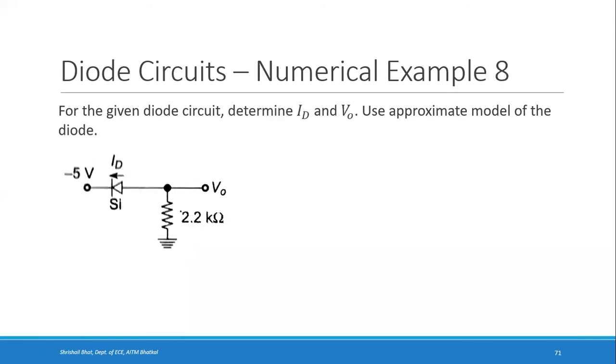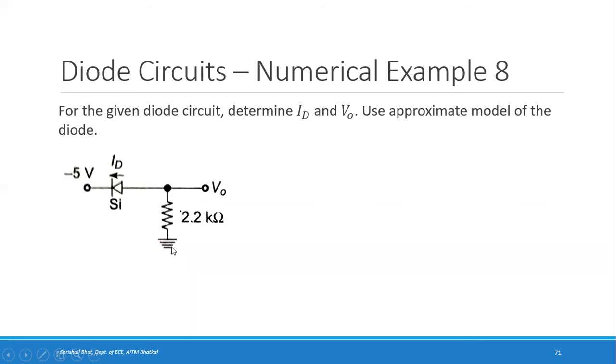There is a next problem. For the given diode circuit, you are asked to determine the value of ID and V naught. Again, use the approximate model of the diode. So this is the diode circuit that is given. Here you have a silicon diode, which is connected to minus 5 volts. This is one notation of showing a power source with respect to the ground. This is minus 5 with respect to ground.